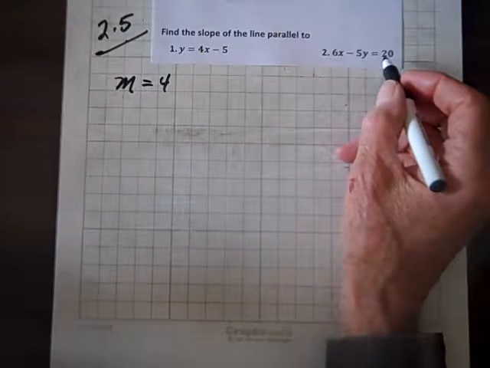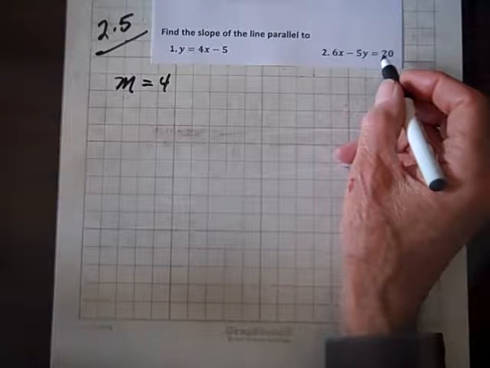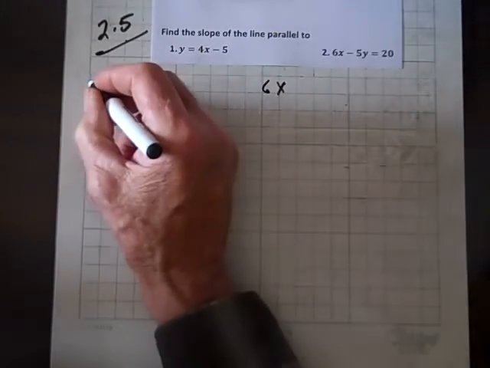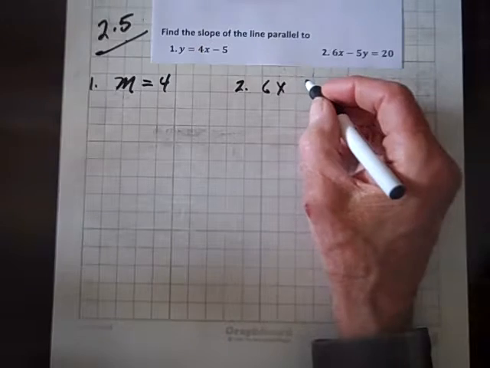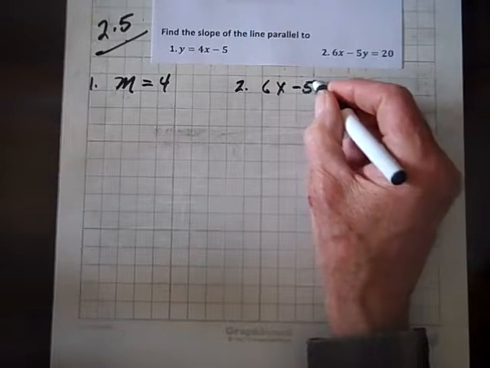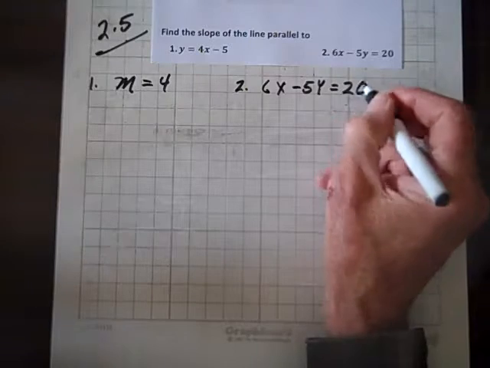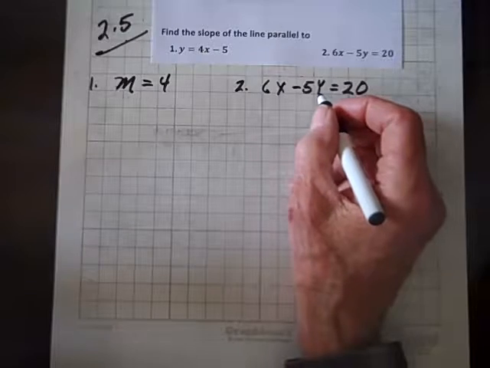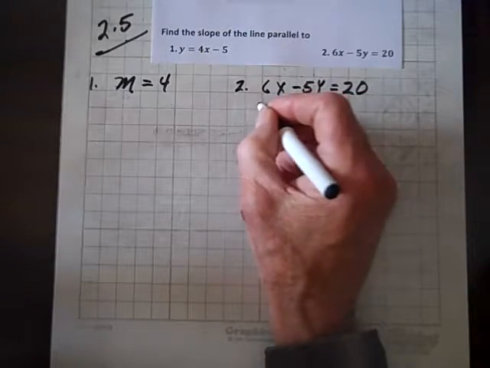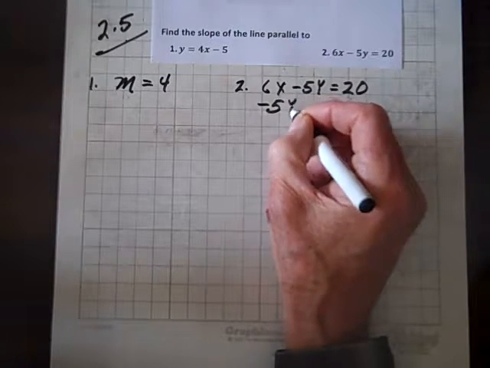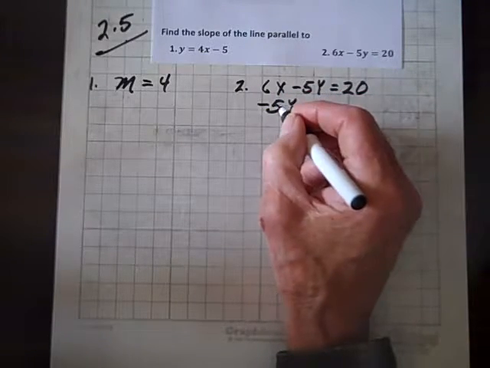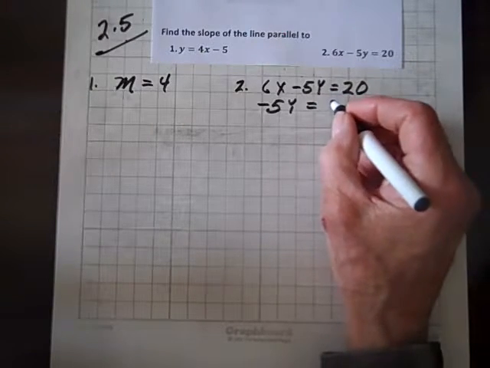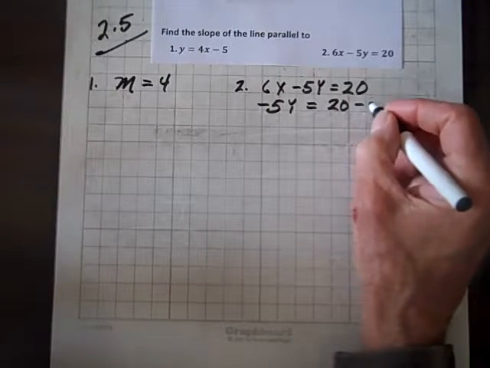How about this guy? Well, the first thing we have to do is determine the slope, so we'll solve for y. So we've got 6x minus 5y equals 20. And now we have to isolate y, so we'll isolate the term with y in it. To do that, we'll subtract 6x from both sides. If we subtract 6x from this side, then all we have left is negative 5y, and that equals 20 minus 6x.